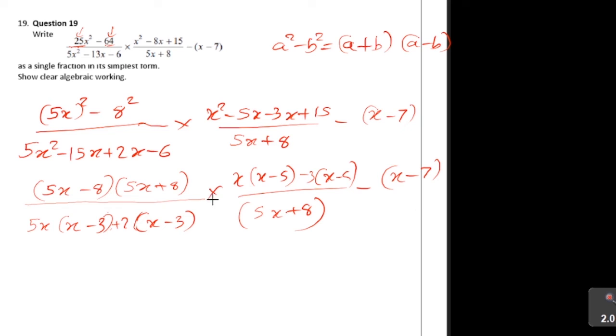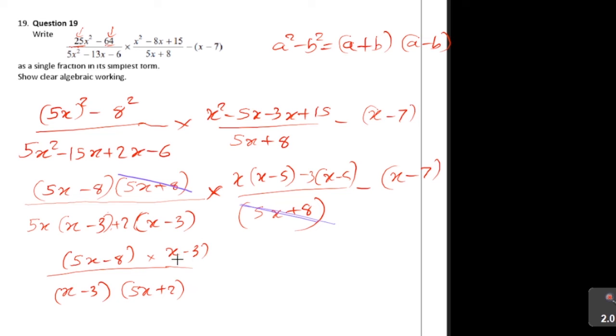Now you can see, since it is a multiplication, this 5x plus 8 in the first numerator and the 5x plus 8 in the second denominator get cancelled off. So we are just remaining with 5x minus 8 divided by, we got x minus 3 times 5x plus 2, into, we have x minus 3 times x minus 5, minus x minus 7. Now you can see again some of these factors are going to cancel off, x minus 3 and x minus 3.